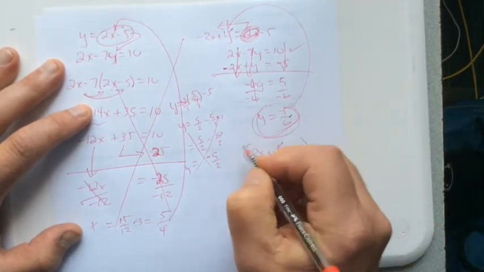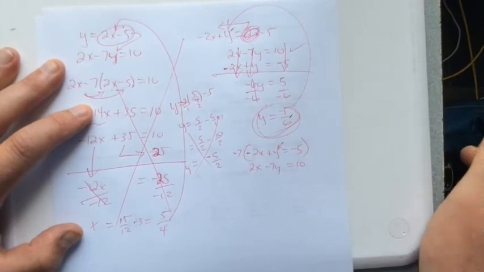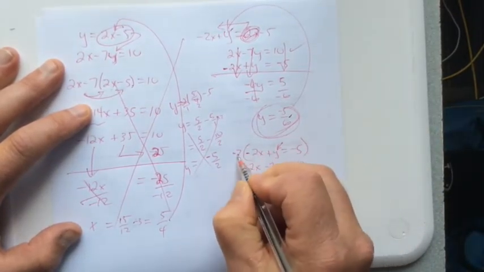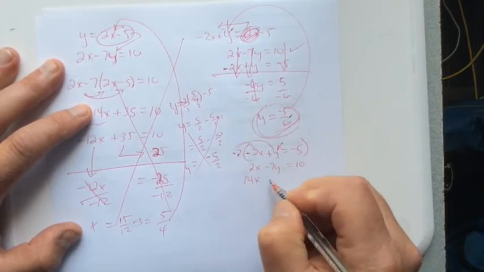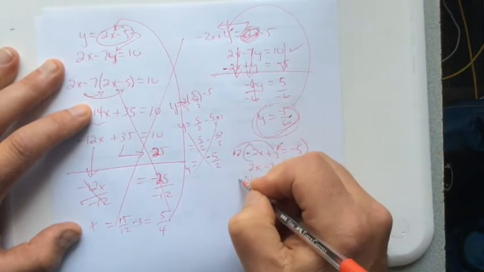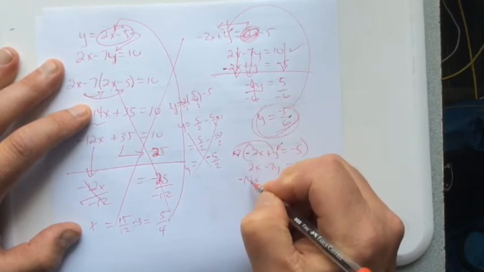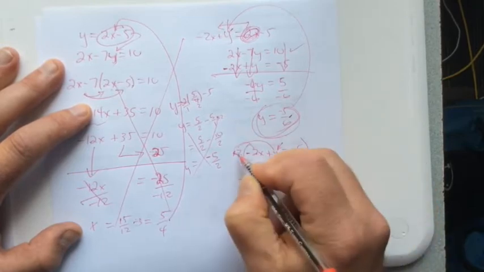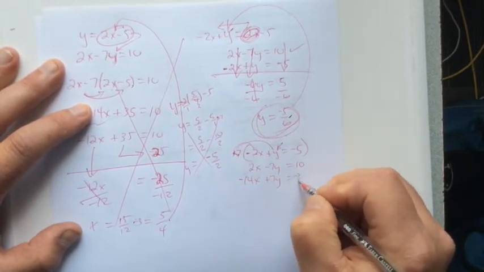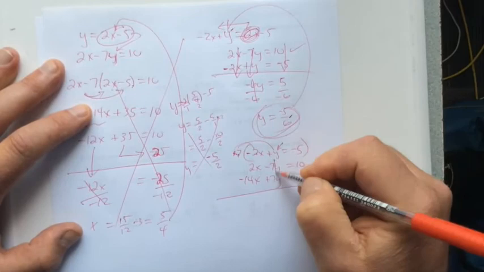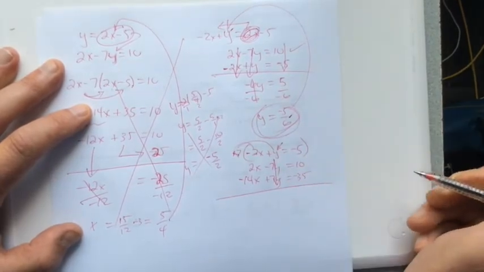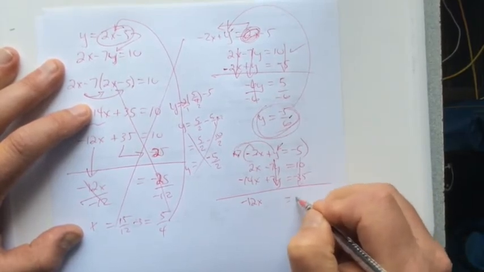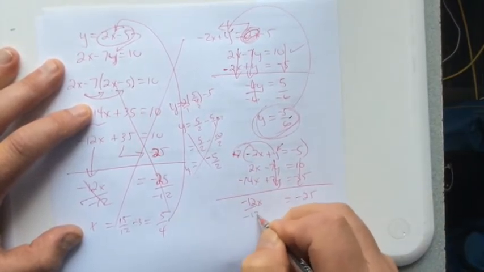I'm going to multiply all this times negative 7. So negative 7 times 2 is now 14x. Negative 7 times y, oh, I need it positive 7. So positive 7 times negative 2 is negative 14. 7 times y is positive 7y. And 7 times negative 5 is negative 35. And see, now that eliminates the y, and it'll just give us the x answer. Here's negative 12x. Here's negative 25. Divide off the negative 12.